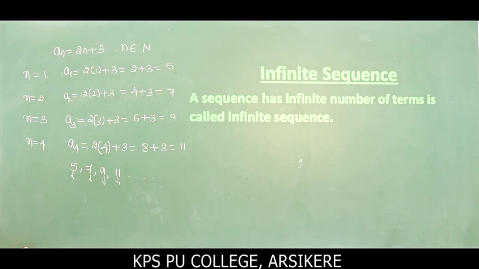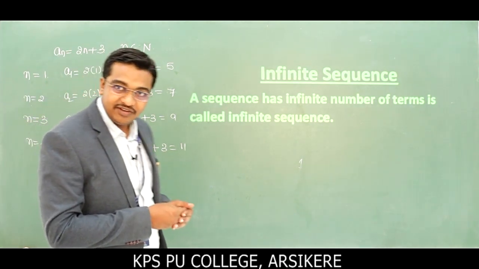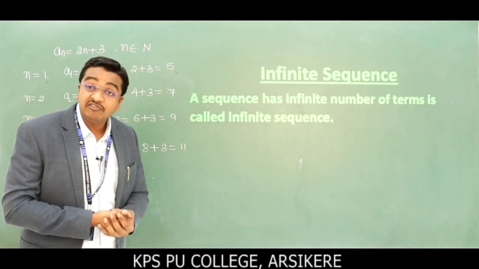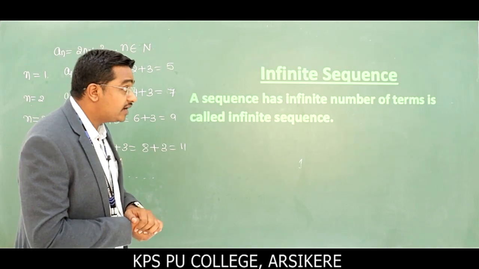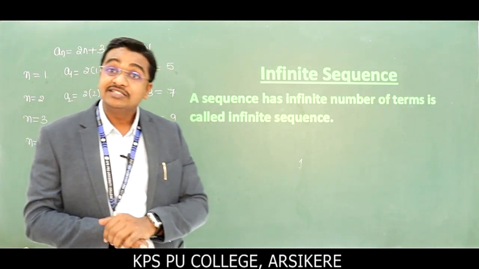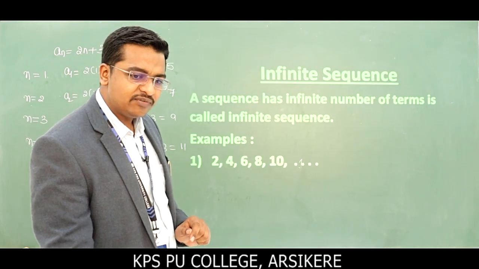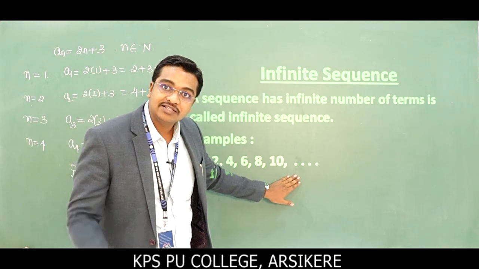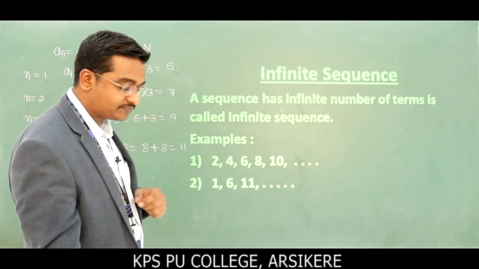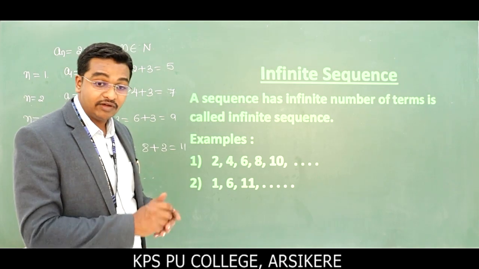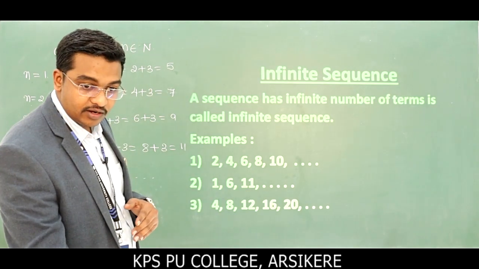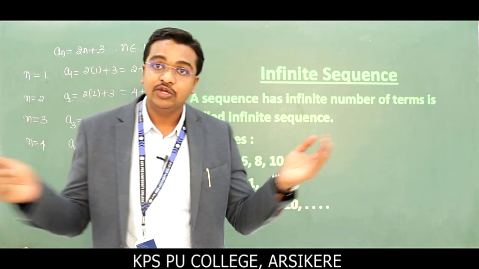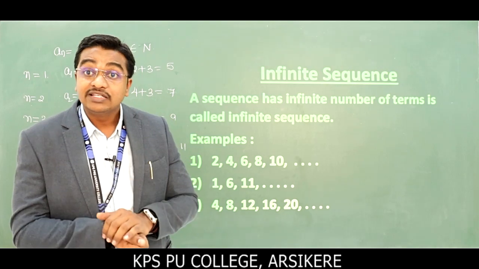Now dear students, we are moving to the next kind of sequence, the infinite sequence. Infinite means it has an infinite number of terms. A sequence that has an infinite number of terms is called an infinite sequence. When a sequence contains a dotted line, when it is followed by dots, then we call this sequence an infinite sequence. Second example, 1, 6, 11, and it is continuous. And the third one, 4, 8, 12, 16, 20, and continuous. So this is called an infinite sequence.